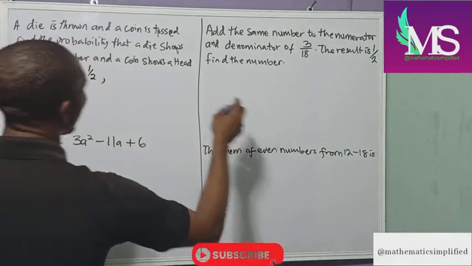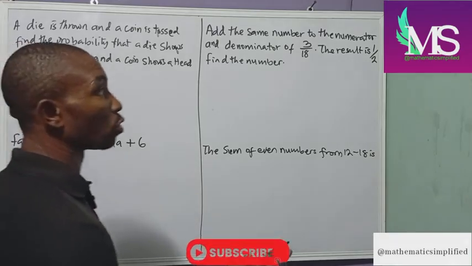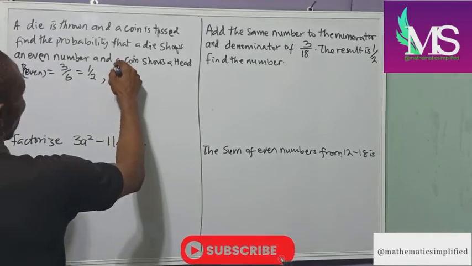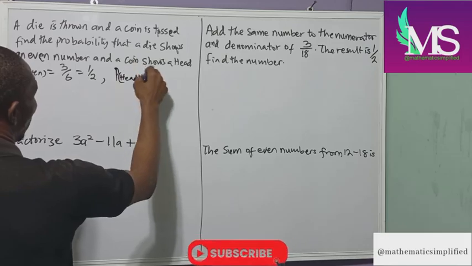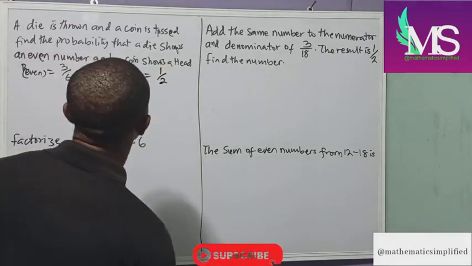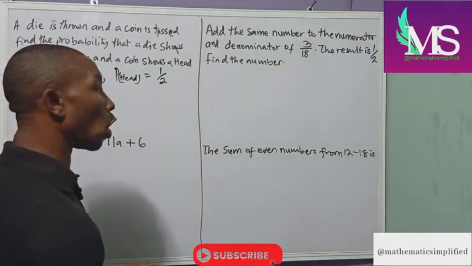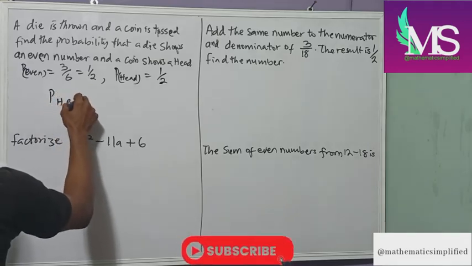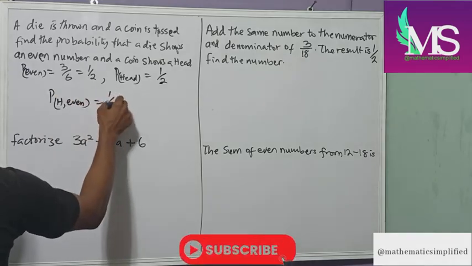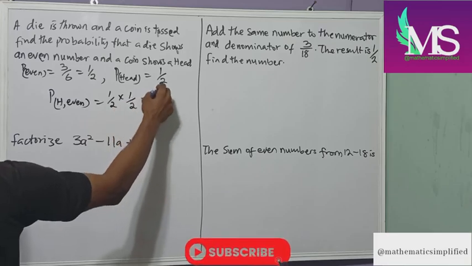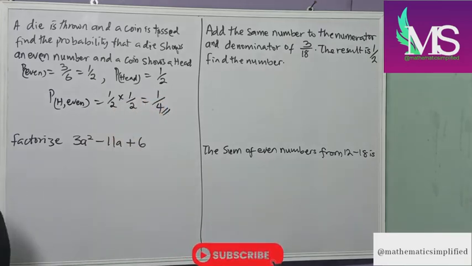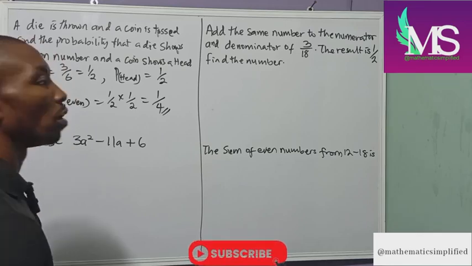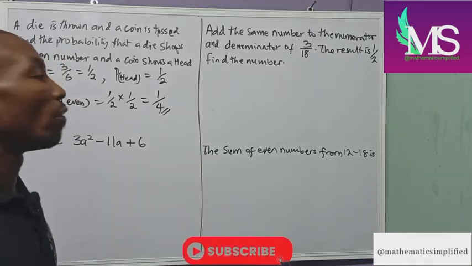And for the coin, we have just the head and the tail, 2 sides of a coin, either it's a head or a tail, so the probability of head will become 1 over 2. So the probability that both of these events occur, the probability of head and even, will become 1 over 2 times 1 over 2, which gives us 1 over 4. So the probability that a coin shows a head and the die shows an even number will be 1 over 4.